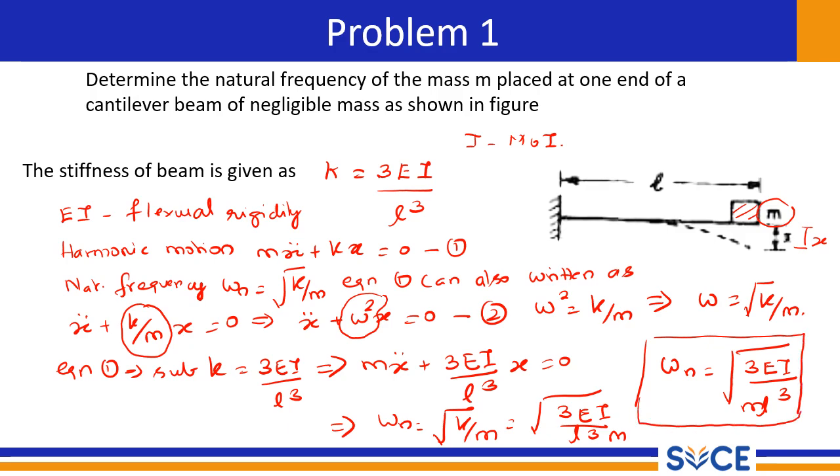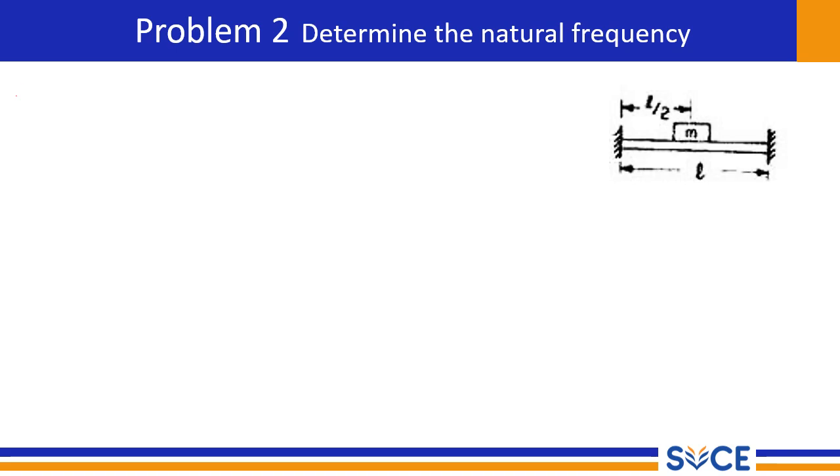This can be written once again. The denominator is m L cube. As discussed in our previous problem number 1, we have to know the deflection equation for these kinds of beams. Now the deflection for a fixed beam. You can see that it is a fixed beam, and the load is positioned exactly at the center.